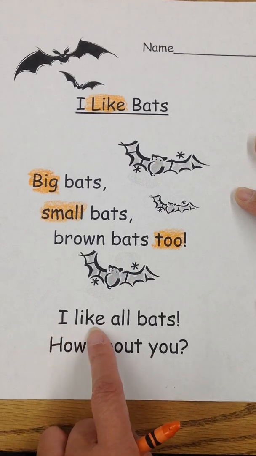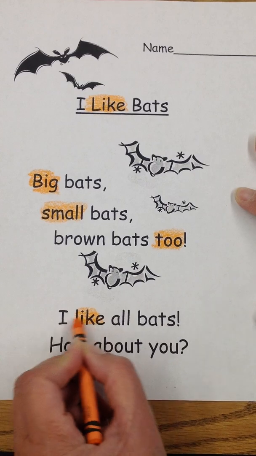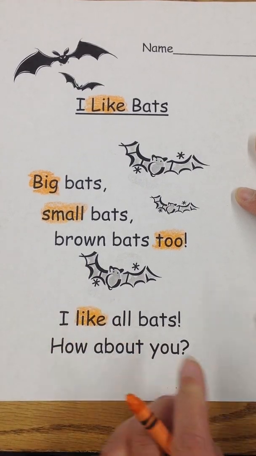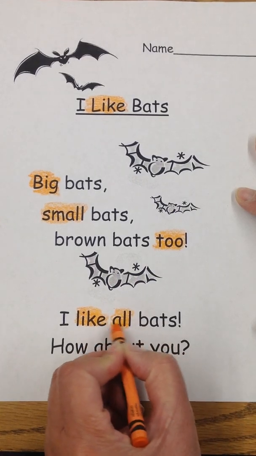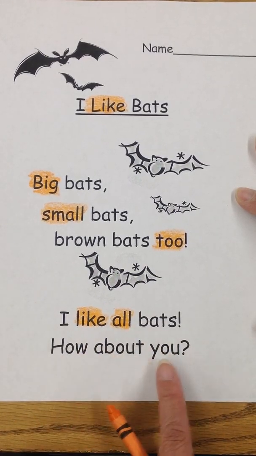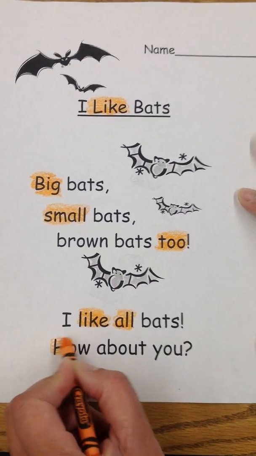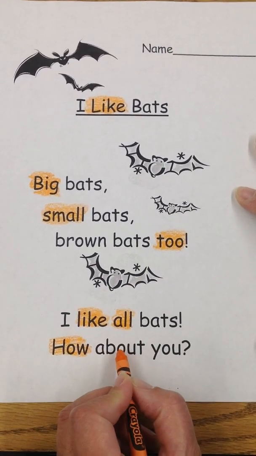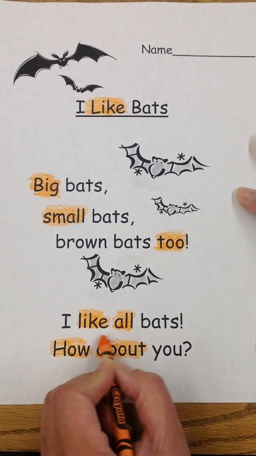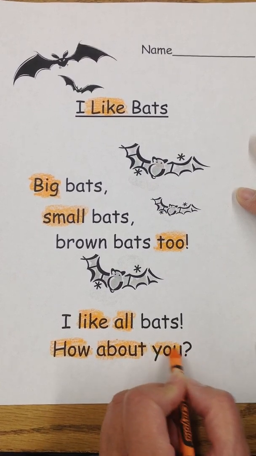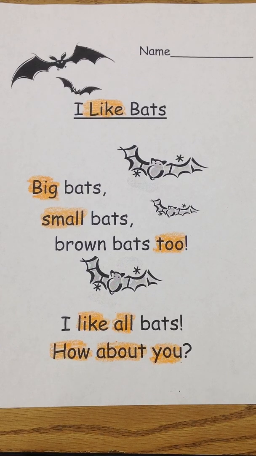I, we know I, like all bats. Let's highlight like again, like we did in the title. All is a sight word. Let's highlight all. How about you? How is a sight word. About is a sight word. And you is a sight word. So we've highlighted all our sight words.